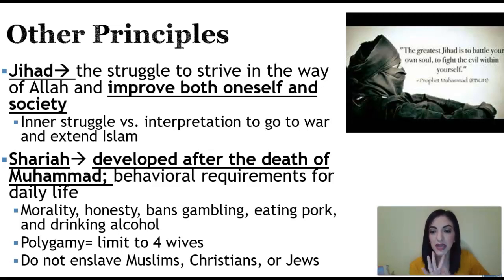Polygamy is limited to now only having 4 wives. And the idea also was that they were not supposed to be able to enslave Muslims, Christians, or Jews. That was part of their laws, which are going to change later, because as we will see, things will happen in history that change this version of the law.